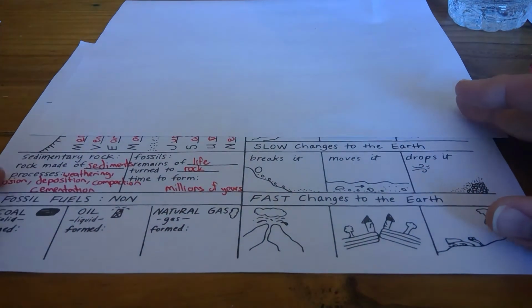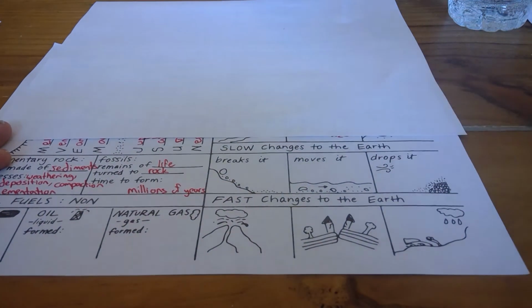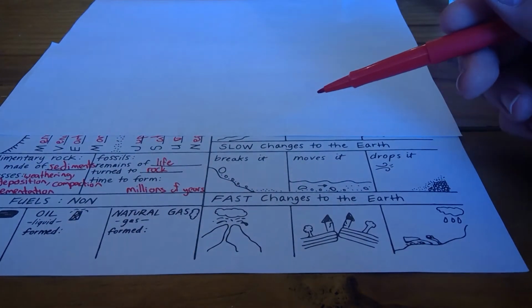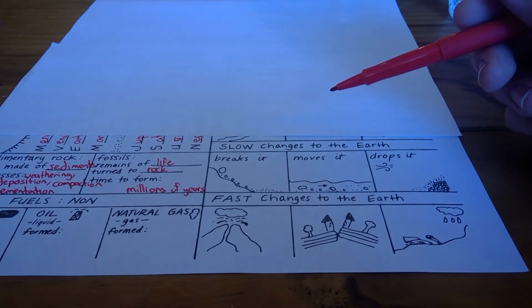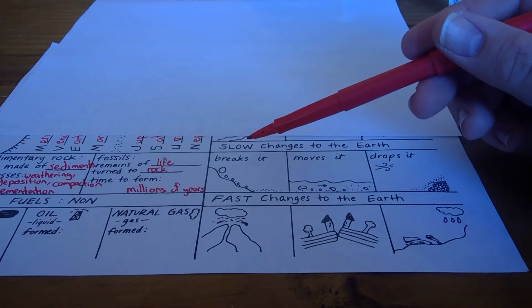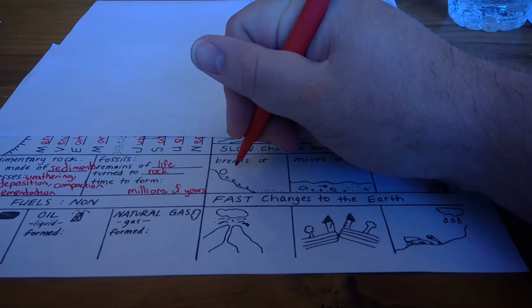All right, so we have some changes to the earth, slow changes to the earth here. Okay, we've got some pictures, and it wants us to identify what is the process that is going on in these pictures. Okay. And we have what is the process that breaks it down. Well, we'll call this weathering.